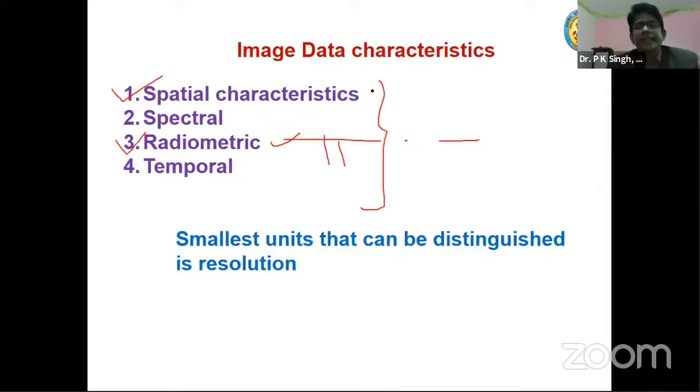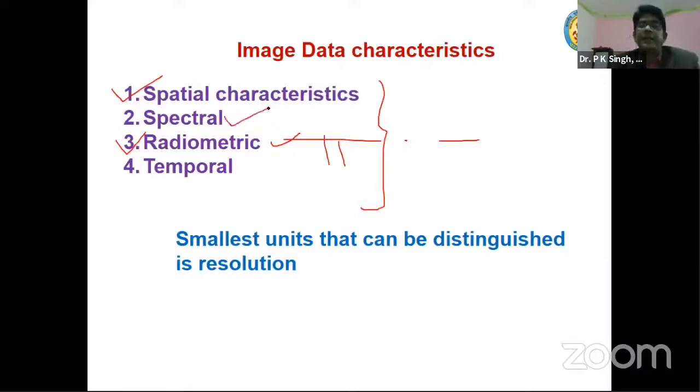Most of the time it is 10 meter, 30 meter. Panchromatic bands may have comparatively higher spatial resolution. I will explain why. So this is the spatial resolution characteristic.